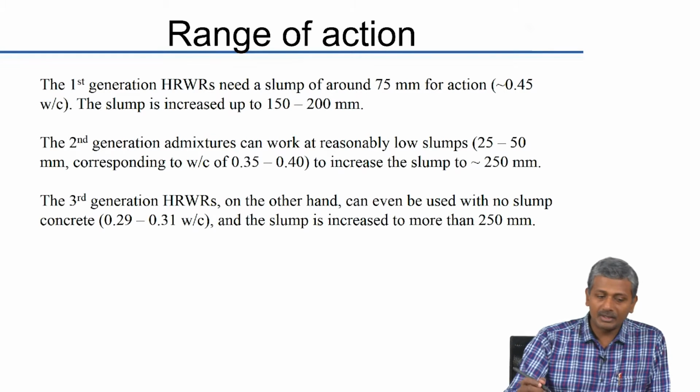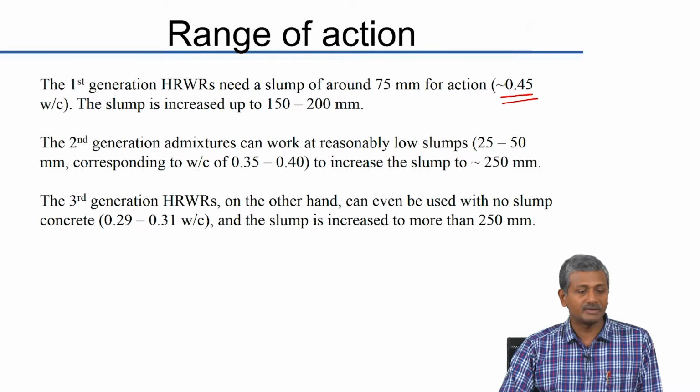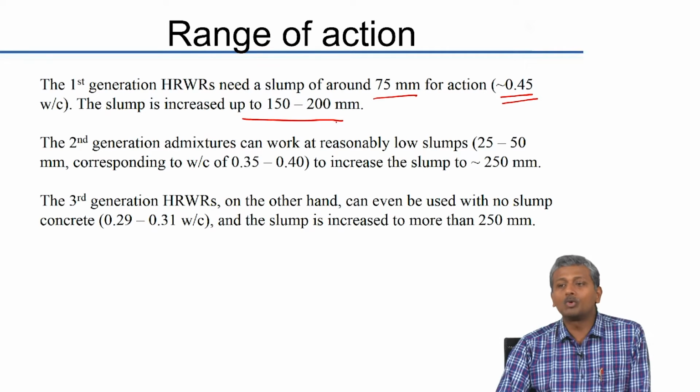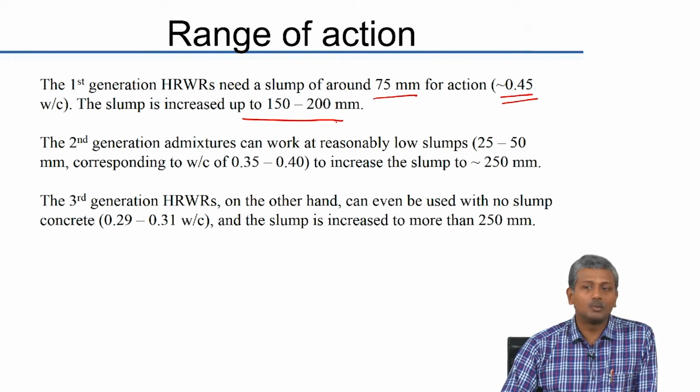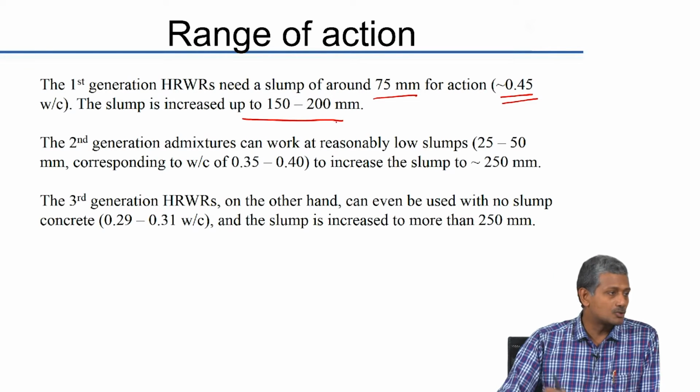That means they will be effective only if the water to cement ratio is around 0.45, and this 75 millimeter slump can be increased to about 150 to 200 millimeters with the action of the high range water reducers, which are of the old type, that is the lignosulfonates.